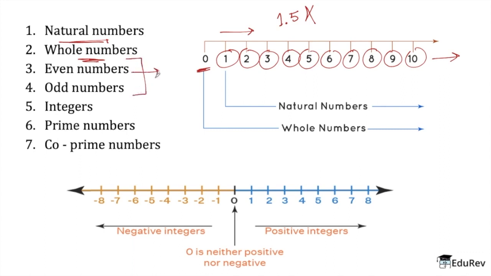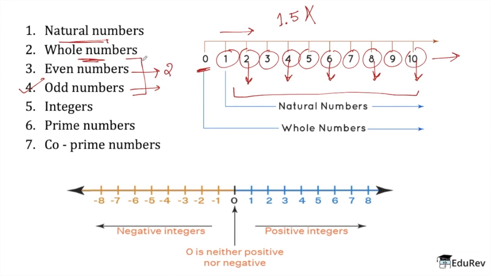Now, even numbers are numbers which can be divided by 2. Correct? And all the other numbers are going to be odd numbers. Now, 4 can be divided by 2, 6 can be divided by 2, 8 can be divided by 2, 10 can be divided by 2 and 2 itself can be divided by 2. So all these numbers which can be divided by 2 are your even numbers.